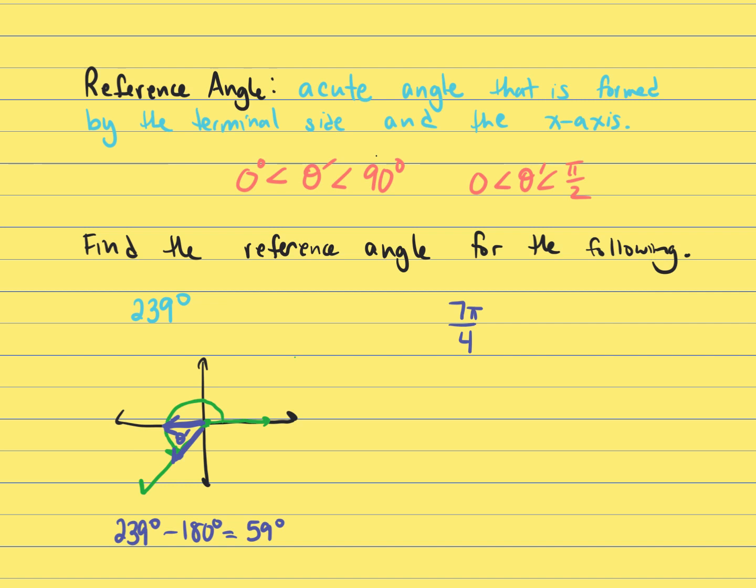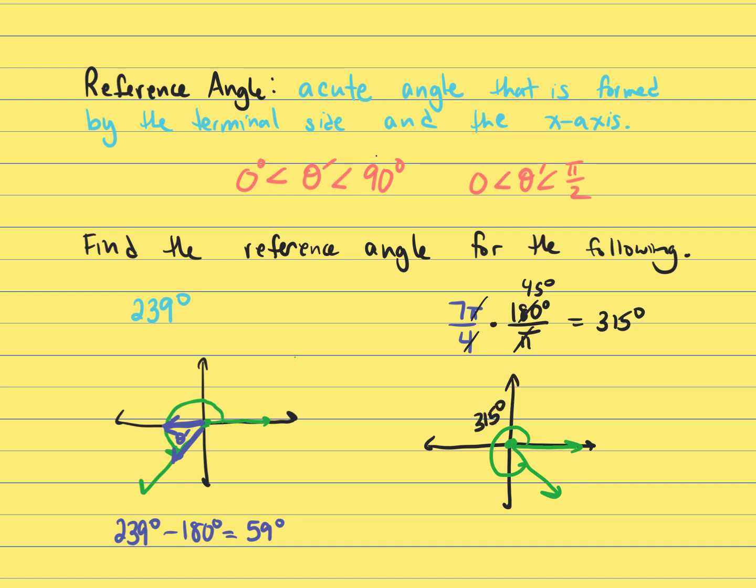Now 7 pi over 4 would probably be difficult to figure out, so I'm going to go ahead and turn it to degrees. Pi's will cancel. This will give me 45, so this gives me 315. Now this one is in quadrant 4. So if I draw it in quadrant 4, here is this angle all the way over here. So there is 315 degrees, so our reference angle is going to be between the x-axis and the terminal ray. There's our theta prime. So sometimes the reference angle is in the angle, sometimes it's not.